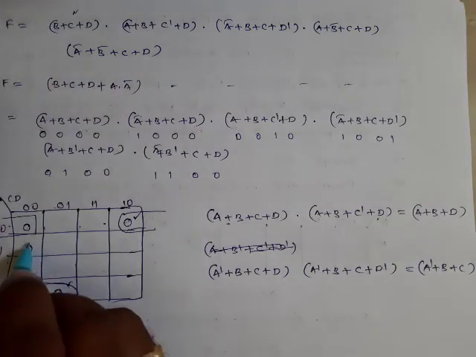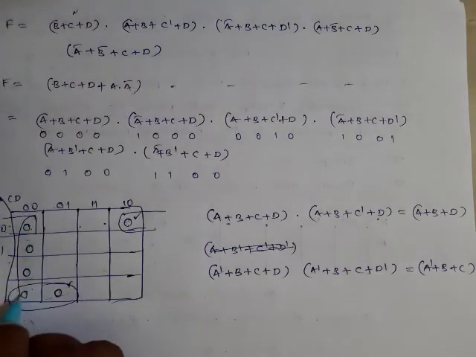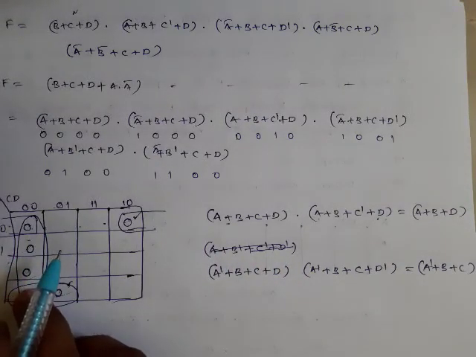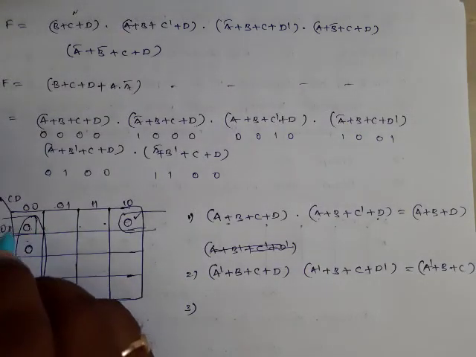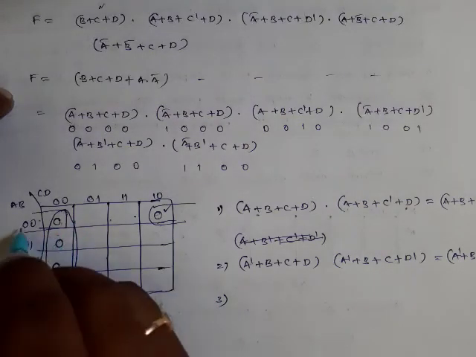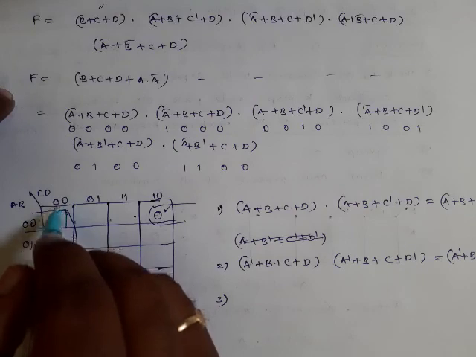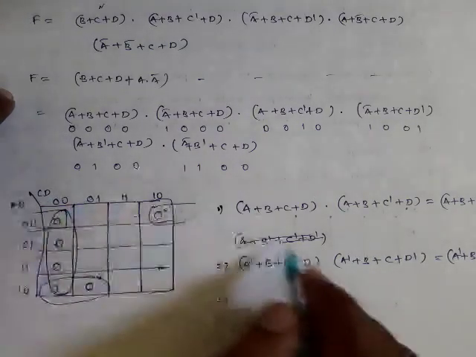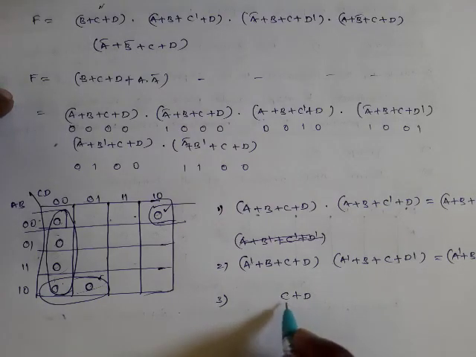After forming this group you see that there are two more zeros left. You can form a pair of two, but that gives you more variables. Instead, if you include these two zeros also, you can form a group of four zeros. By that you can reduce the number of variables. For these four zeros, a is changing from 0 to 1 and b is changing from 0 to 1, so a and b are eliminated, and c and d remain at 0 0. So the sum term generated by this loop of four zeros is c plus d.